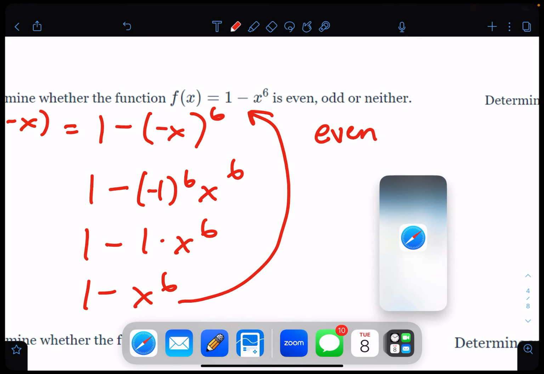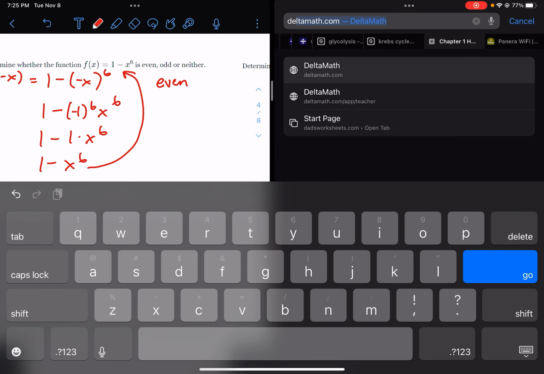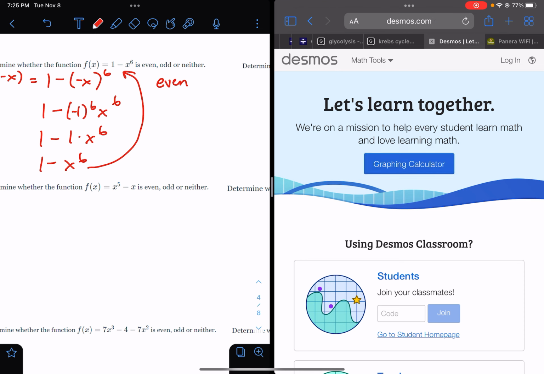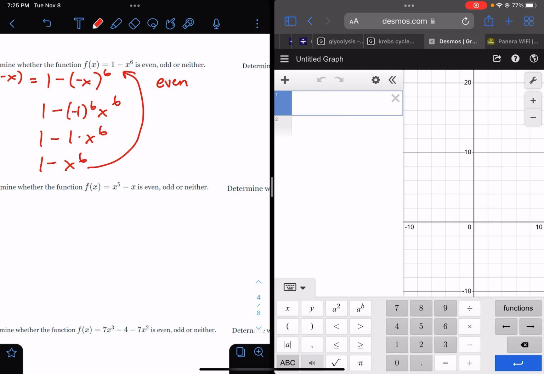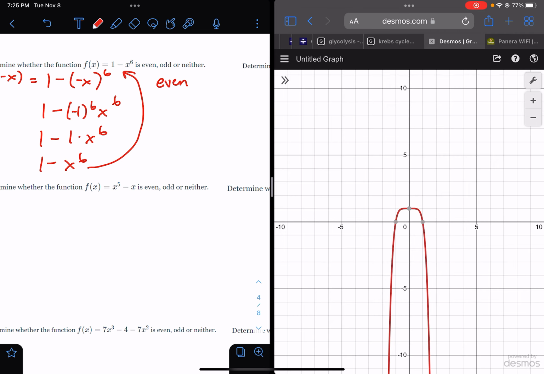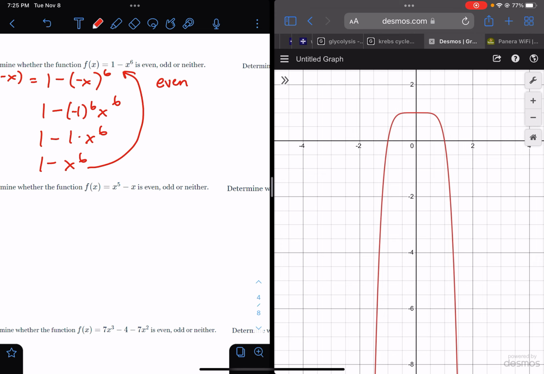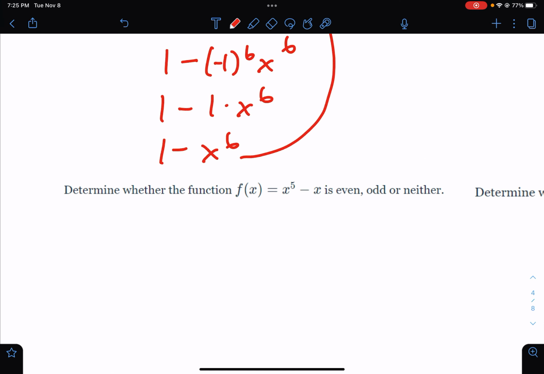And I can, of course, go to Desmos, and let's see, 1 minus x to the power of 6. You can see that this function does have that symmetry across the y-axis, if we were to actually graph it. All right, now let's go ahead and try this next one.